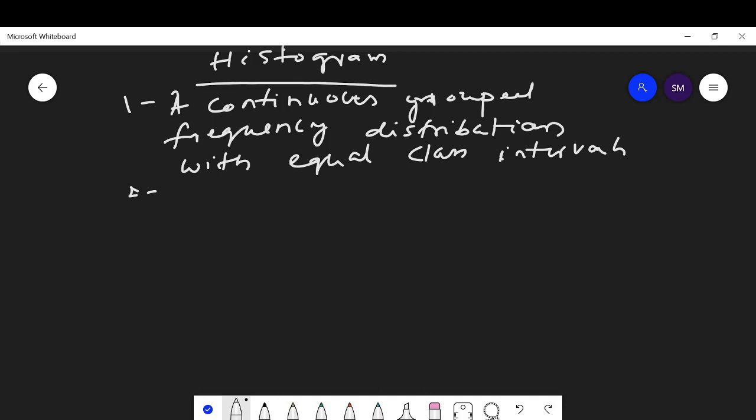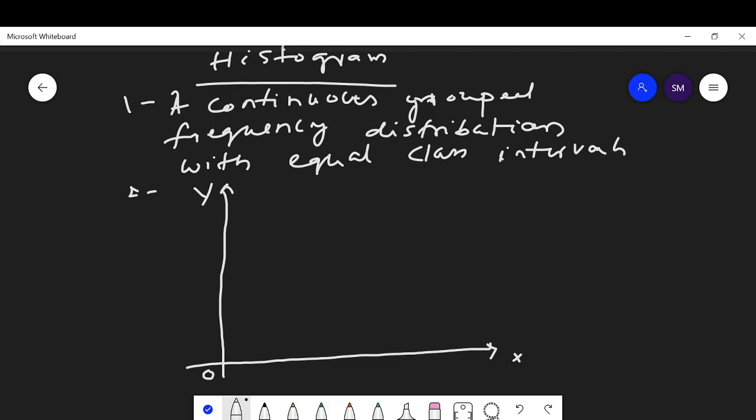First step, take a graph paper and draw two perpendicular lines. While you draw a histogram, first take a graph paper and draw two perpendicular lines, one horizontal and one vertical, at 0. This is 0, this is the x-axis and this is the y-axis. Then step 2, take the horizontal line as OX and the vertical line as the OY axis.